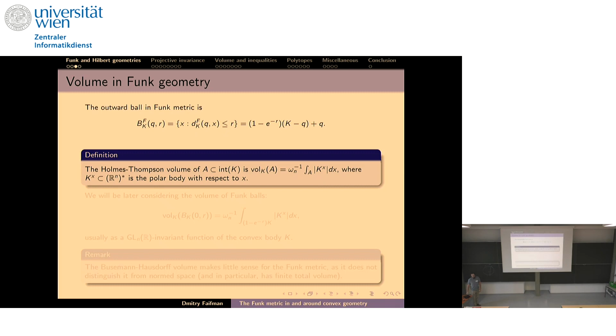And we will need the notion of volume. We will be using the Holmes-Thompson volume, which is a general notion in Finsler geometry. In this particular case, it's going to be given by this density. So if you fix a Lebesgue measure on your space, then you also have the associated Lebesgue measure in the dual space, and then this product is independent of this choice of Lebesgue measure. So the density is just the volume of the polar body at this point.